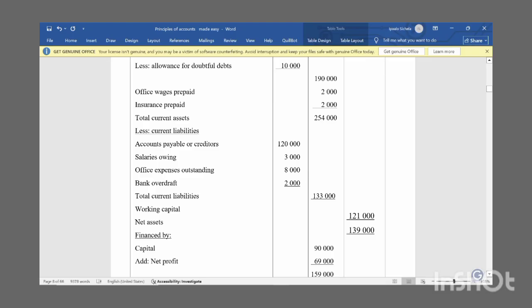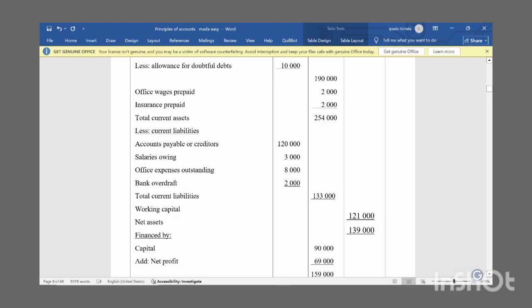Then you add all the current liabilities. Then we get total current liabilities. So the figure is 133,000. So this will be subtracted from the total current assets to get 121,000, and this figure is called working capital. So working capital is found by subtracting total current liabilities from total current assets. That's how you get working capital.